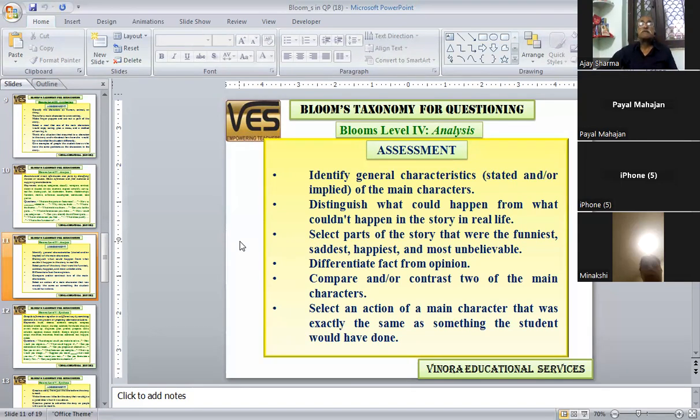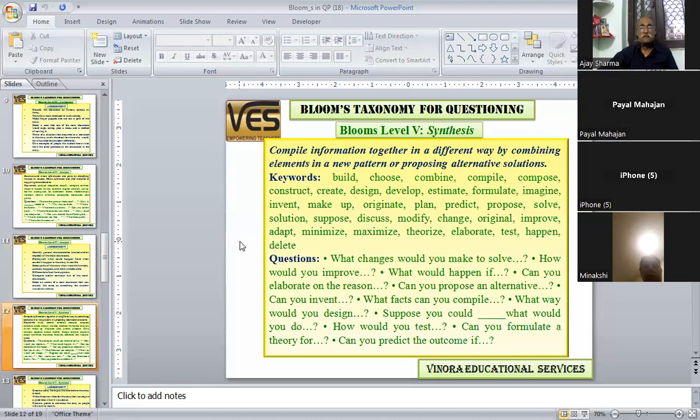Next is synthesis. Up to the fourth level, they know four things. Knowledge, they know. Comprehension, they know. Application, they know. Analysis, also they know. They can break down information into different parts and analyze. Now, compile information together in different ways. The same type of story with the same type of characters. I'm not saying same characters, not same story, same type of story.